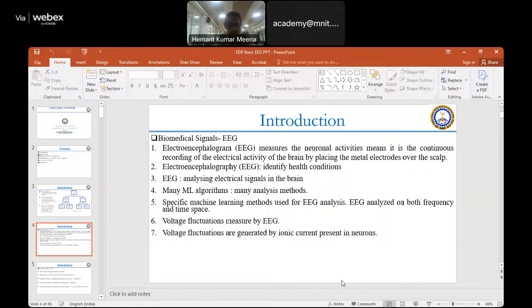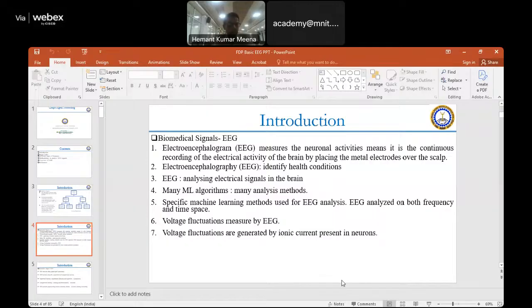Biomedical signal. Now coming to the EEG part. EEG measures the neuronal activities, which means it is a continuous recording of the electrical activity of the brain by placing metal electrodes over the skull. It basically identifies health conditions, especially regarding the brain. EEG analyzes the electrical signals in the brain. Electro, right? We use electrodes here.